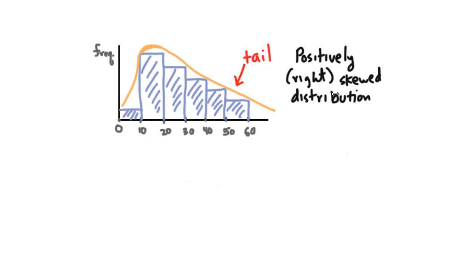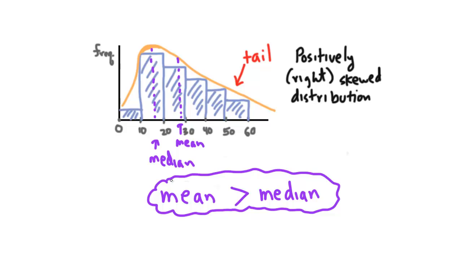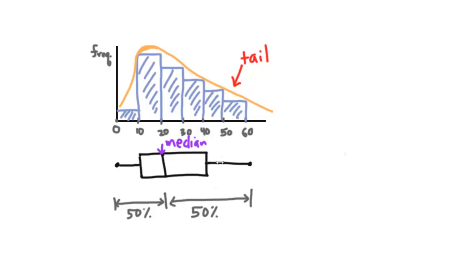So for a positively skewed distribution or a right skewed distribution, the median is located over here. That's your median. And the mean is somewhere over here. So this translates to the mean being bigger or greater than the median. Right, so the mean is greater than the median for a positively skewed distribution.